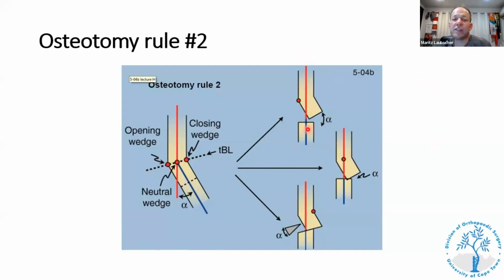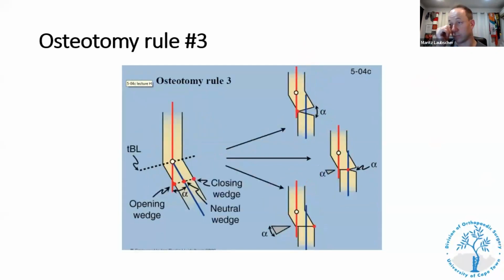Just if the translation is so big that you're completely off the bone, you can sometimes have healing problems. So it is something to be conscious of, that you want to do the osteotomy as close to the apex as possible. And the osteotomy rule number 3 is the one that we always try and avoid.